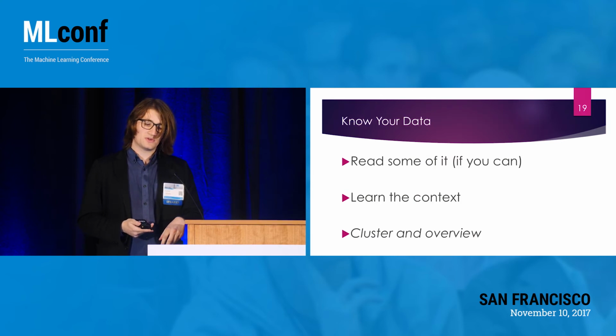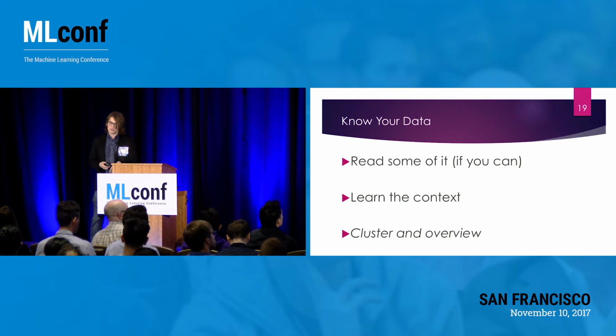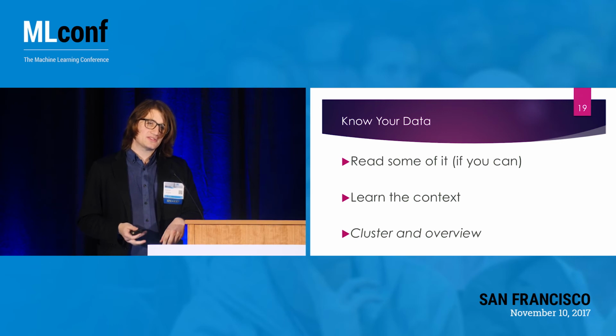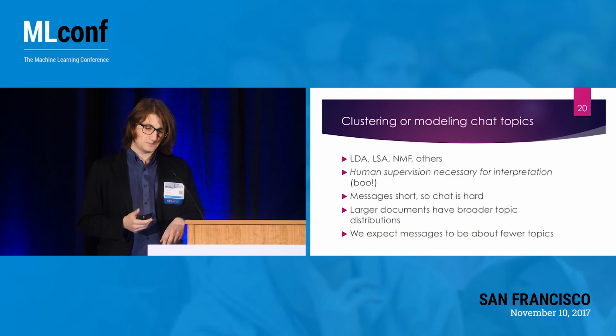And so the general flow is that you want to read your data if you can, or generally you can't read all of it, but you're usually allowed to read some of it. You learn the context. It's remarkable how many conversations you can read, and you still don't know what the company does or who these people are. You have no clue what they're talking about, even though you have pages of text. And then, once you've done those things, as a way to get a general idea of what sorts of things they're actually talking about overall, you can use a clustering method.